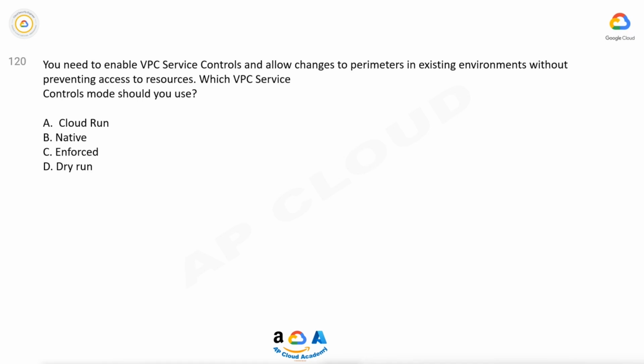120. You need to enable VPC Service Controls and allow changes to perimeters in existing environments without preventing access to resources. Which VPC Service Controls mode should you use? A. Cloud Run. B. Native. C. Enforced. D. Dry Run.